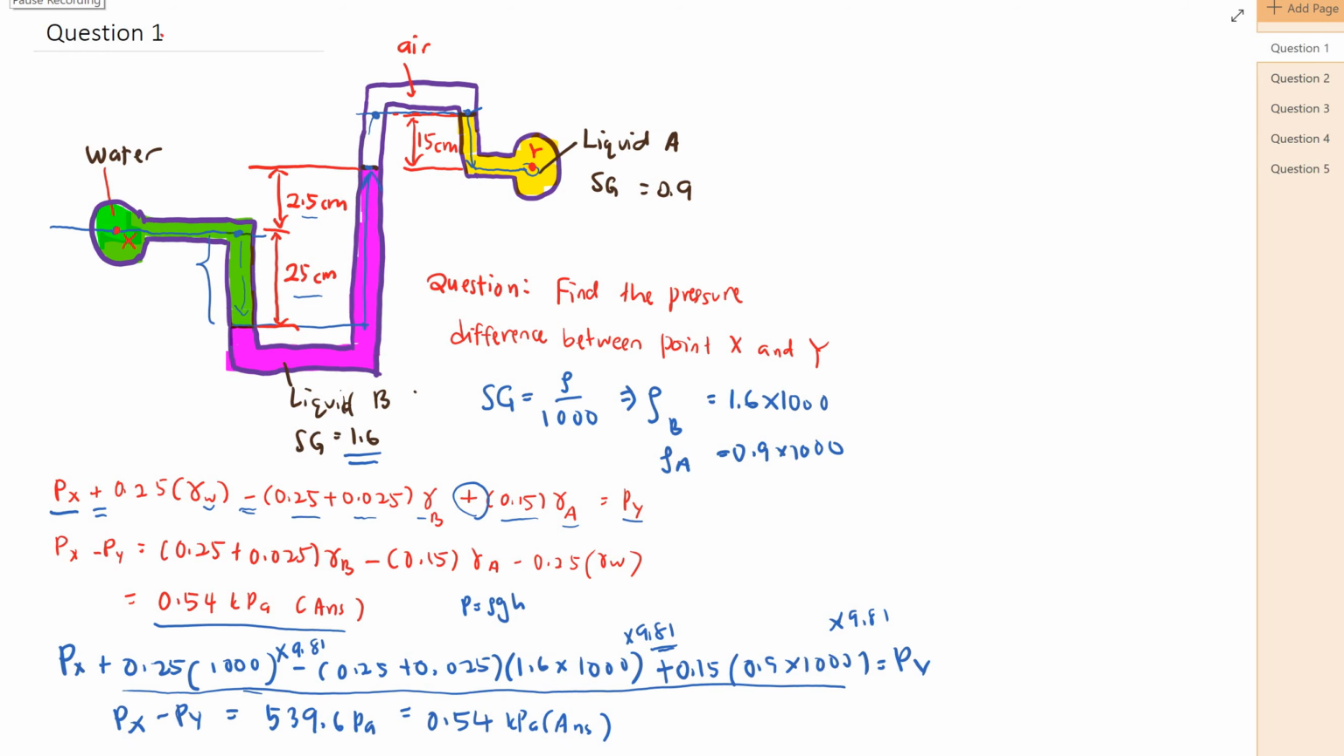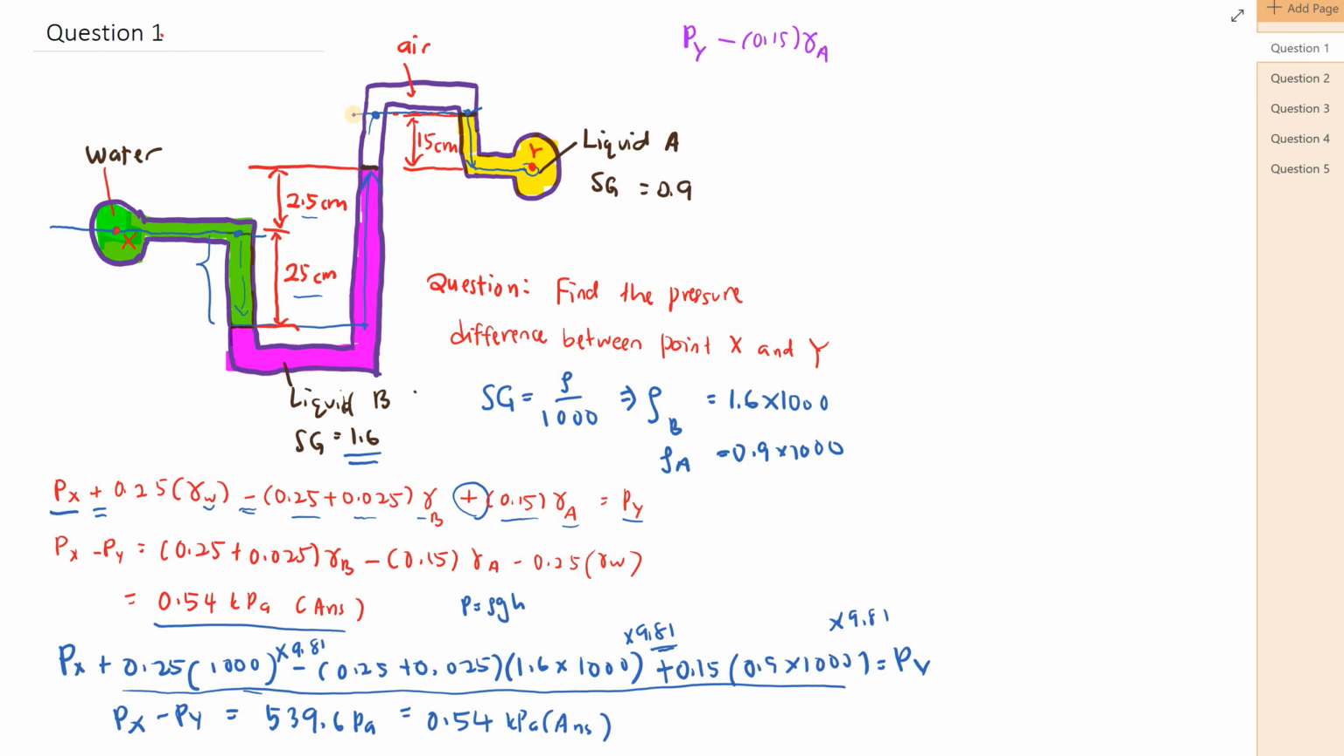Okay, now let's say we want to choose a different starting point. For example, we want to start with Y. So here is your starting point, Py. From Y, you go upward, so minus 0.15 gamma A. Then you are here.